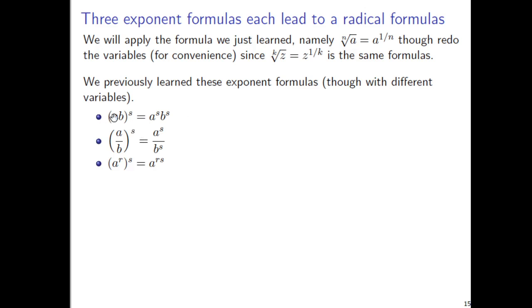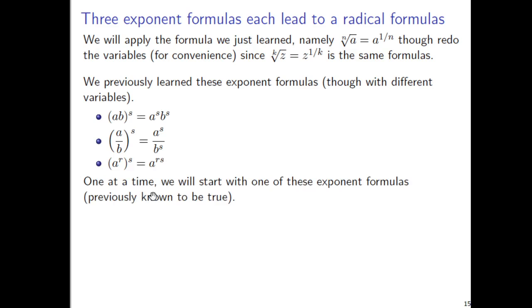So previously we have seen these formulas. I think we had nth power before, but I've changed it to an s. But same deal. ab quantity raised to the s equals a to the s times b to the s. We also previously saw, with a different variable, a over b quantity raised to the s equals a to the s over b to the s, and we've also seen a to the r quantity raised to the s equals a to the rs. Again, instead of s as the exponent, I think we've typically seen these with n's or m's, but same deal.